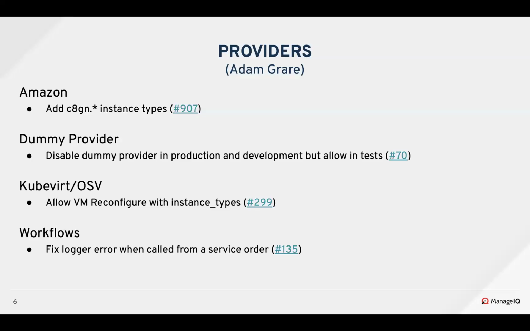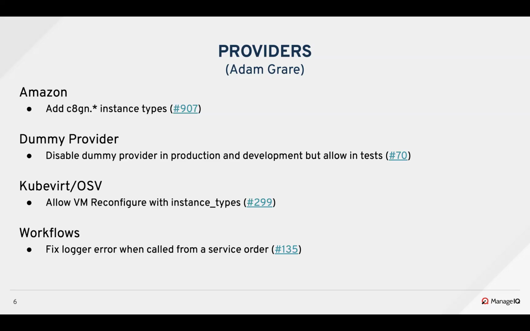Thanks, Gilbert. For Amazon this sprint, we added a new set of instance types that Amazon just added. So the bot picked up on those in this sprint. For the dummy provider, we disabled it in production and development, but specifically allowing it for tests so that we can hopefully use that to better provide non-provider specific support for testing in the future.